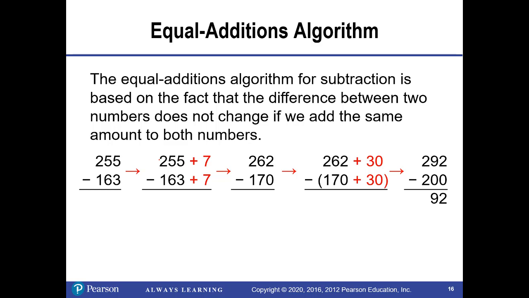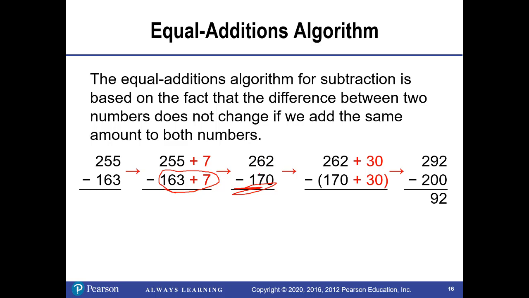So if I start by adding 7 to both numbers, why am I choosing 7? I'm choosing 7 for the purposes of this bottom number. 170 is going to be a pretty nice number for me to work with. So I add 7 to the bottom number. I also add 7 to the top number.